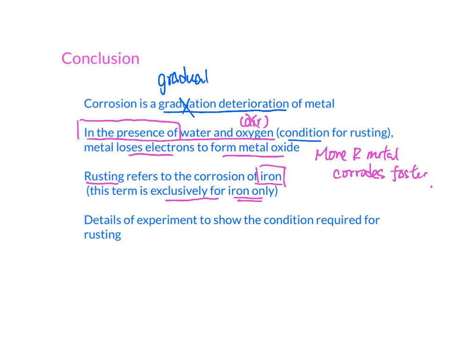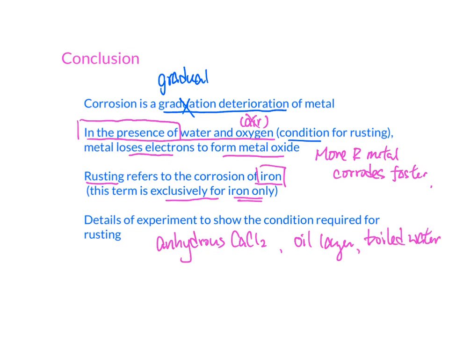So for the details of the experiments to show the conditions required for rusting, you have to remember that there are certain new chemicals that we have introduced. For example, anhydrous calcium chloride, an oil layer, and boiled water. So for all these things, you have to know the function: why we have to include these chemicals, or why we have to do this treatment before the experiment starts.